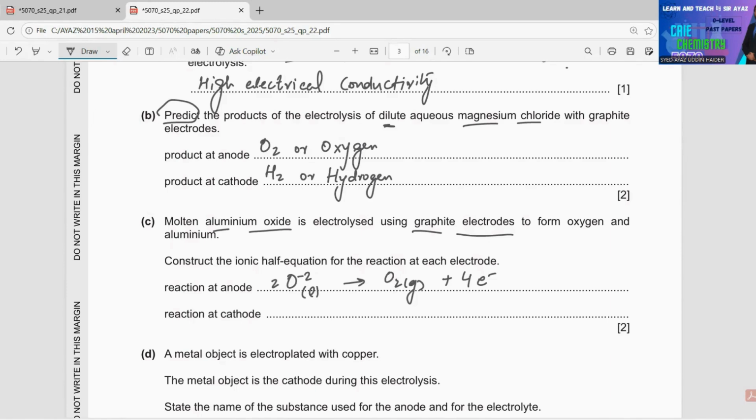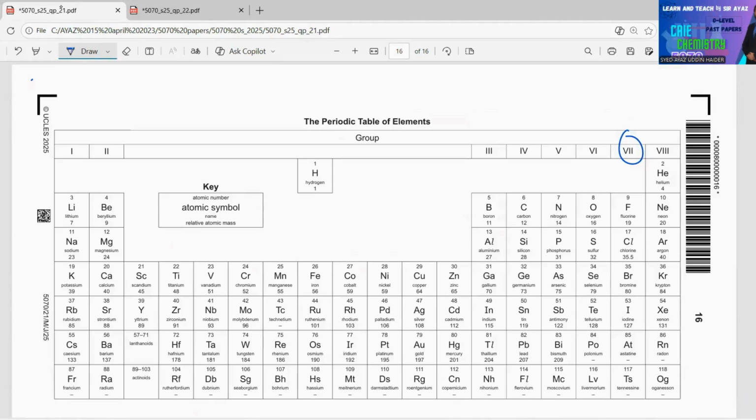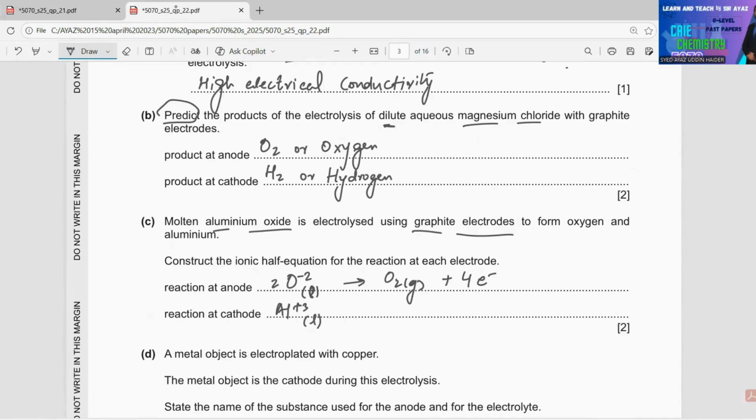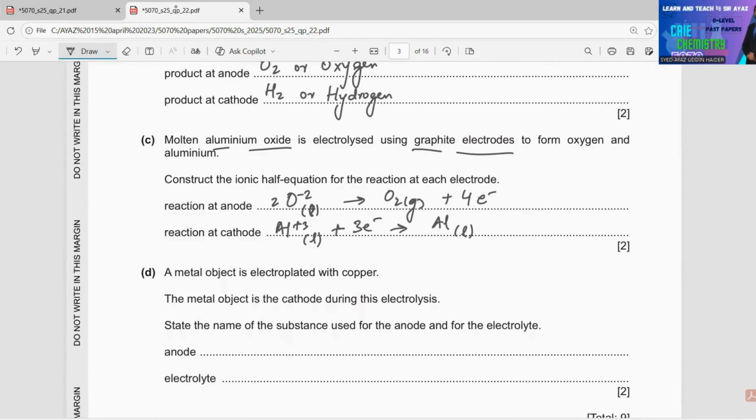For the cathode, aluminum will be carrying a +3 charge. If you look at the position of aluminum here, it's in group 3, which means it must have lost 3 electrons in this aluminum oxide. So it needs 3 moles of electrons to form molten aluminum. So Al will be produced at the cathode.